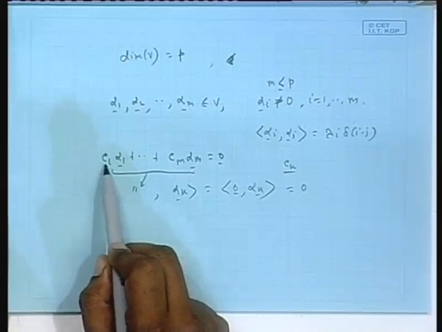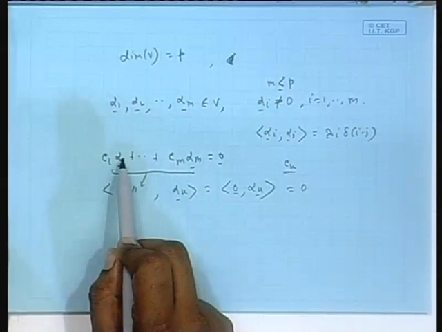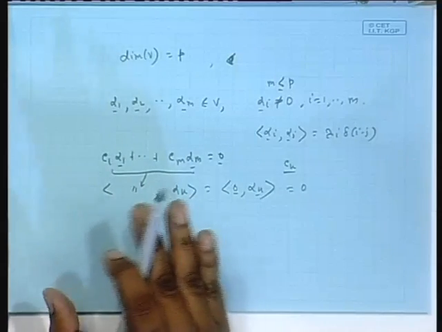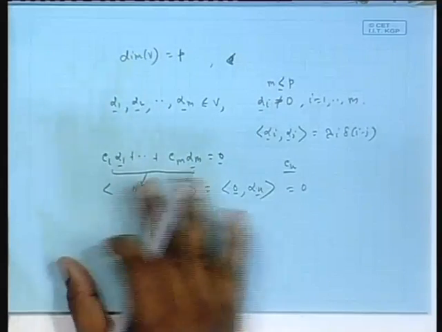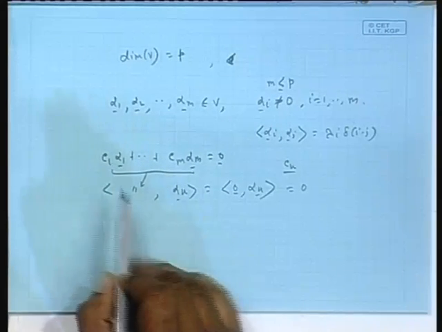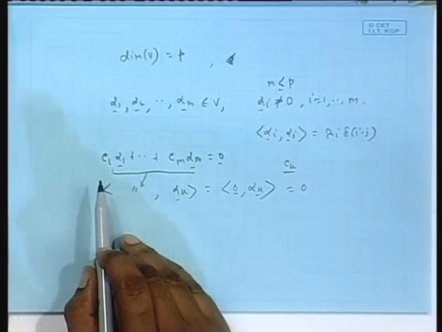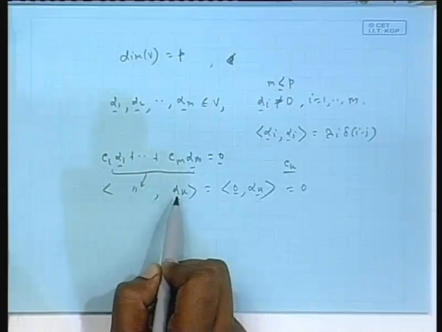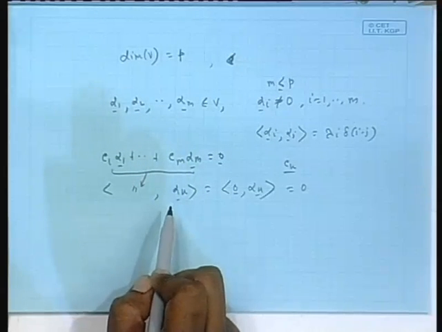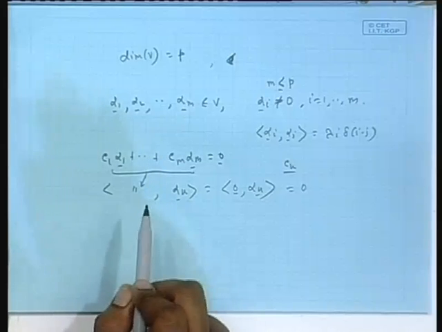Inner product between C 1 alpha 1 and alpha k, then inner product between C 2 alpha 2 and alpha k, and so on. You understand the first axiom or second axiom, you can separate out, it is linear in the first coordinate. And again C 1 alpha 1 comma alpha k, C 1 can go out by another axiom, but alpha 1 comma alpha k is 0, alpha 2 comma alpha k is 0, and so on, only alpha k comma alpha k is non-zero, because no alpha is a 0 vector.